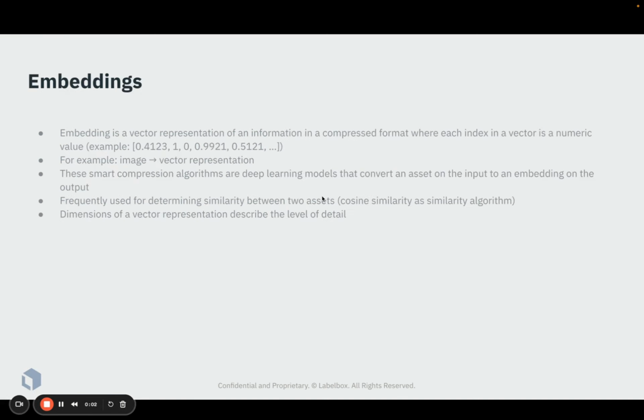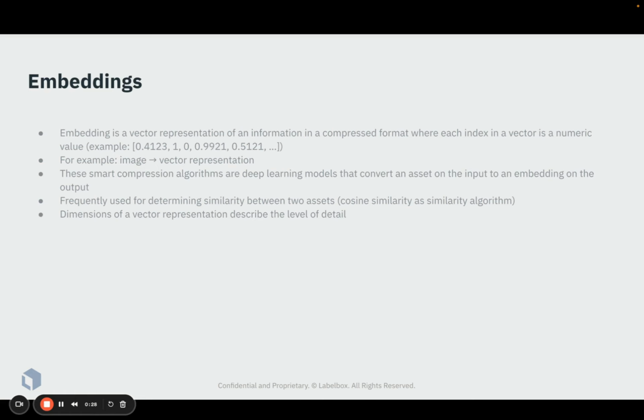So let's first kick off with a definition of what an embedding is. An embedding is a vector representation of information in a compressed format. That information can be of any modality. It can be video, audio, or text. It really depends on the underlying compression algorithm, or better to say, a deep learning model, and what it was trained on. Each index in a vector is a numerical value.